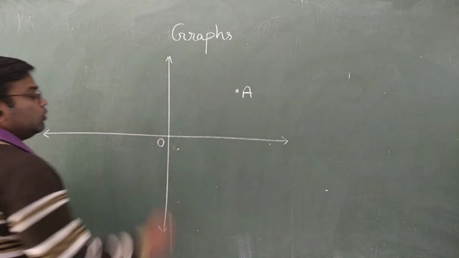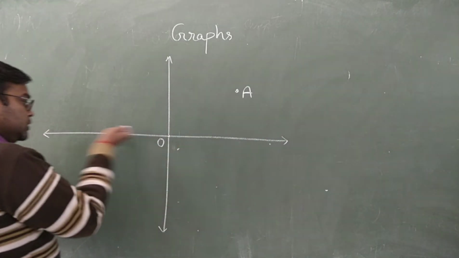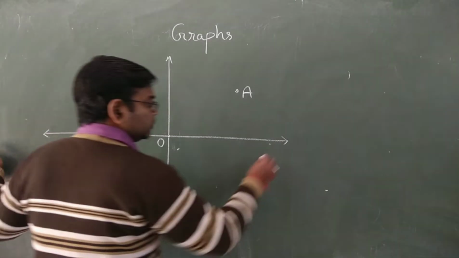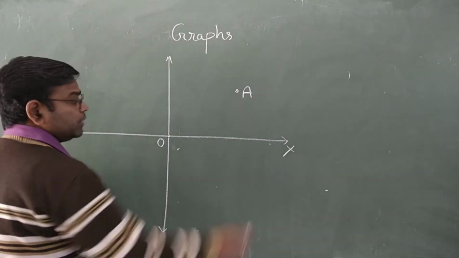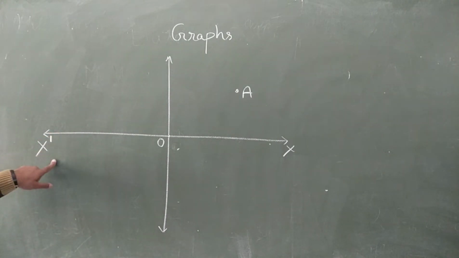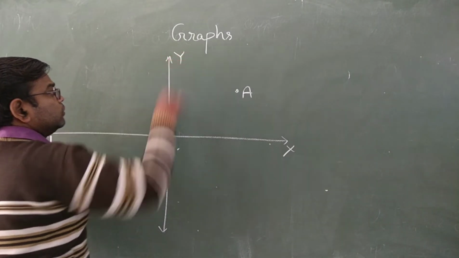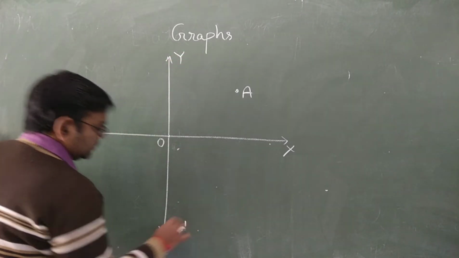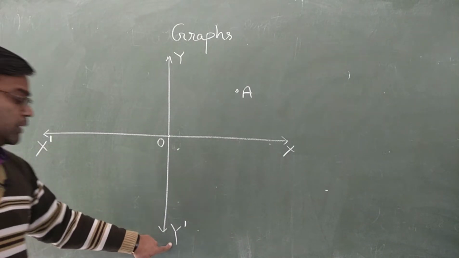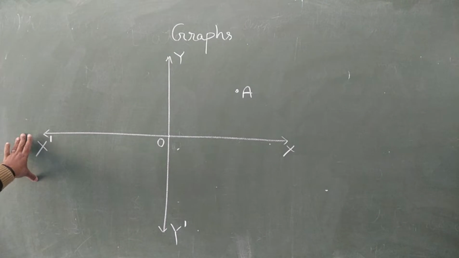I'm writing here, O or origin, and the horizontal line is known as your x-axis, represented by x, O, x dash. Remember, this is your x dash, and this vertical line is known as your y-axis, y, O, y dash. Remember, the lower one is represented as y dash, and in this case the left hand part is represented as x dash. Hope this is clear to you people.